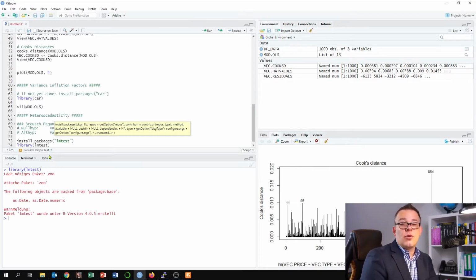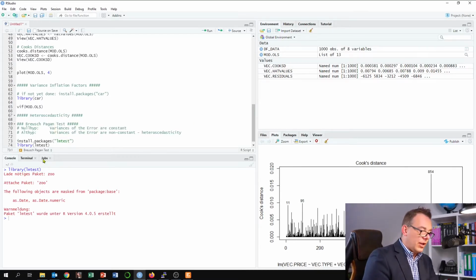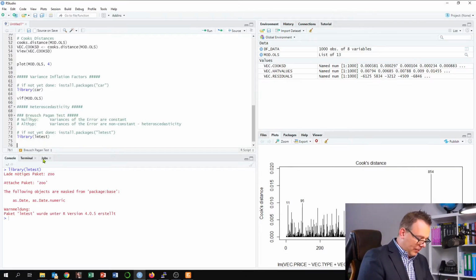But since this is already done on my computer, I don't need to reinstall that. I just comment it out, and if not yet done, so if I share this code with my students and they haven't installed it, they get reminded and they can just enter the command and put it back into the command. Well, and now we can start our test.